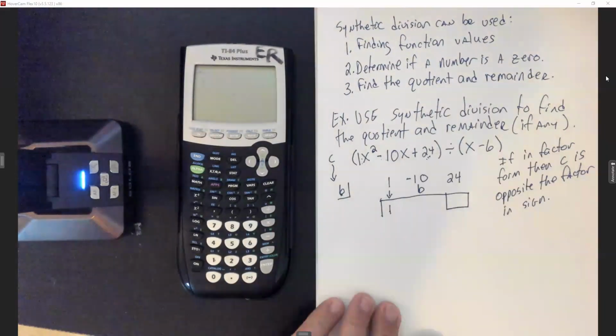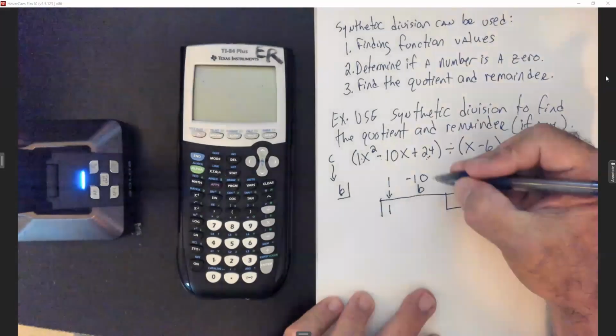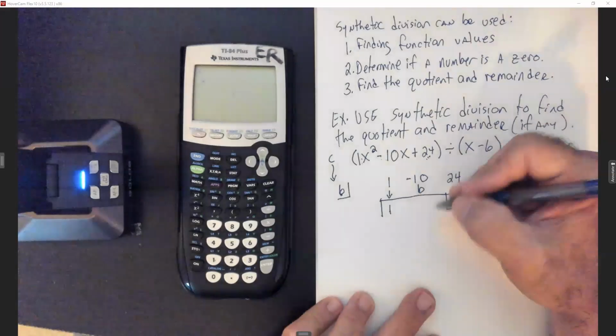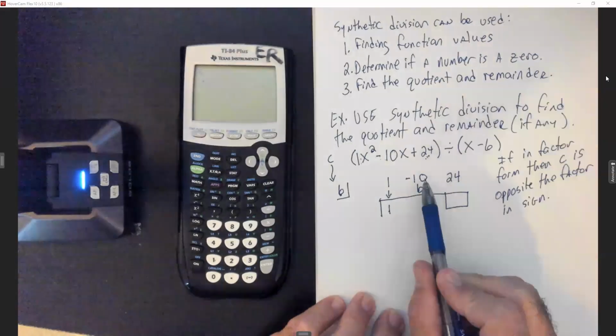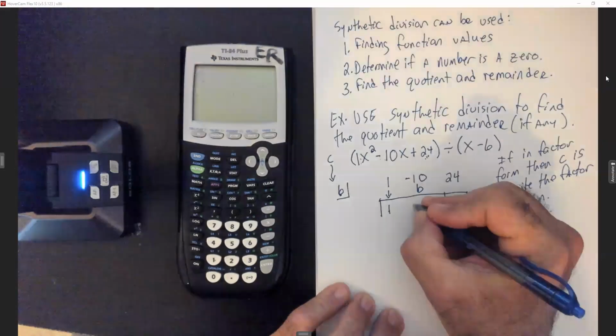So I multiply by the C, got 6. Then it said add that column and bring that number down. So y'all, a negative 10 and a positive 6 would give you a negative 4.